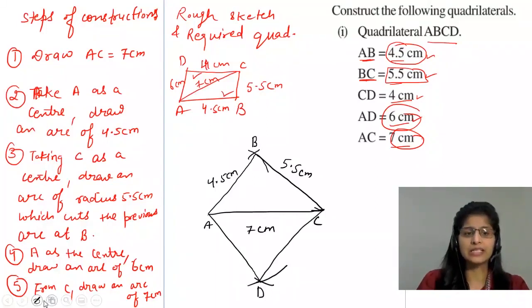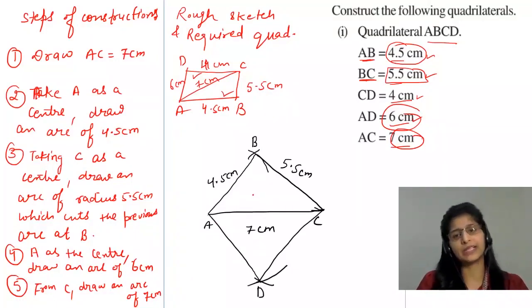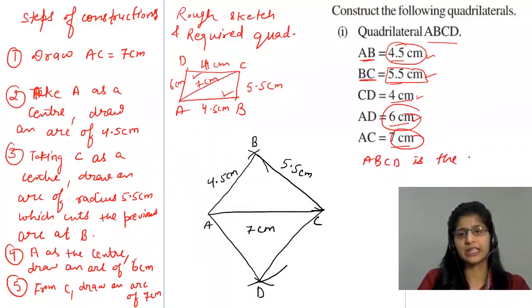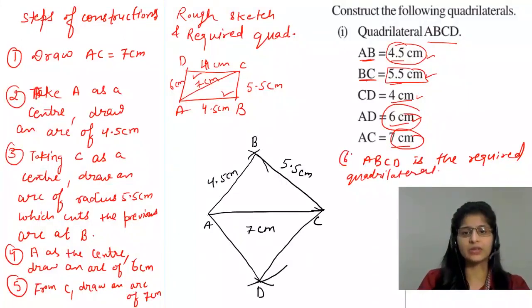What will be the last step of construction? Join all the points and complete the quadrilateral. So at last you can write ABCD is the required quadrilateral. Or before this you can also write join all points.